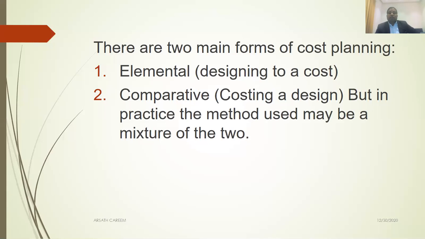Then the quantity surveyor has to cost the design. You cost the footing, and you also cost the raft. So you compare them, see which is better, and then you decide. This is called comparative. The first one is designing to a cost. The second one is costing a design.